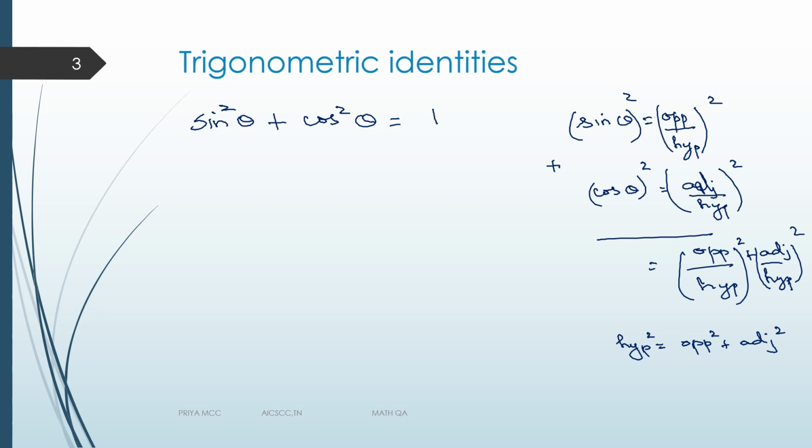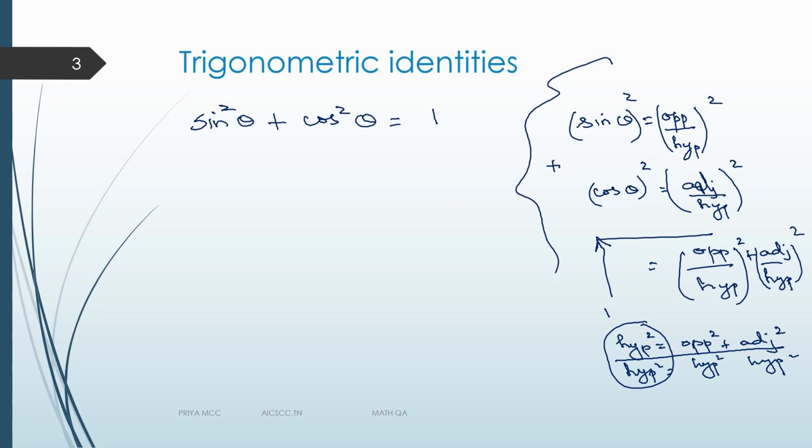Okay, so if you divide throughout by height square, what will you get? Height square by height square, this is 1. Therefore, your sin square theta plus cos square theta is equal to 1. Right? So, it's not something very strange. From Pythagoras theorem, we are just rewriting that in terms of sin and cos. Okay, so it's not something new for you to be troubled by the identities and so on.